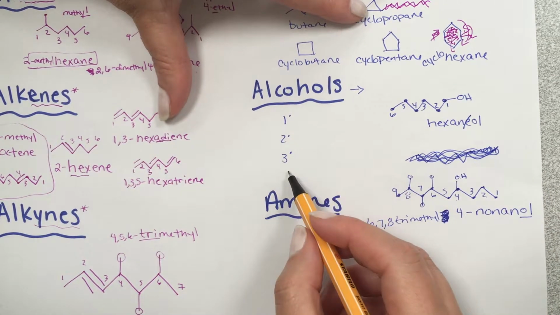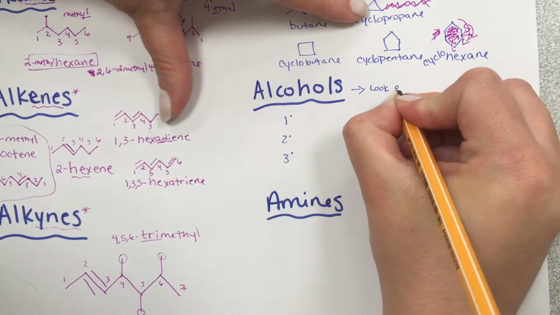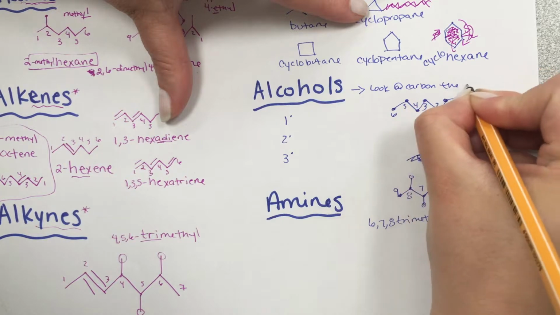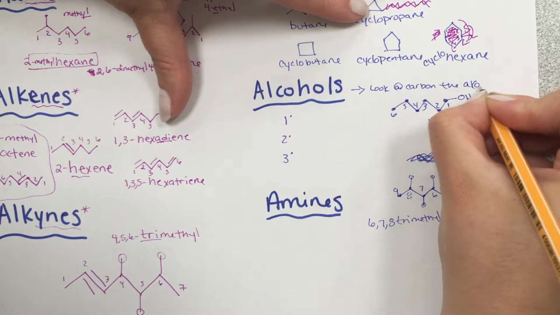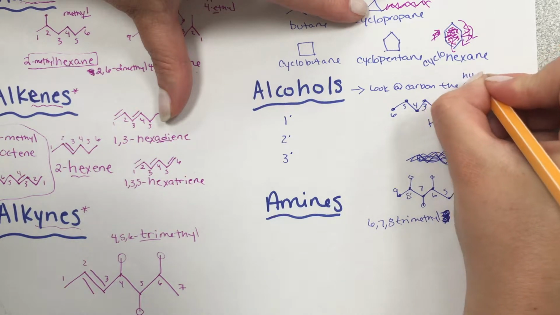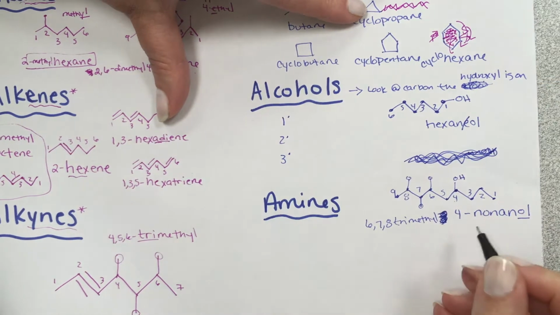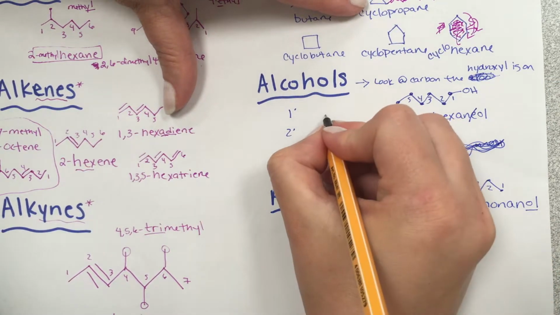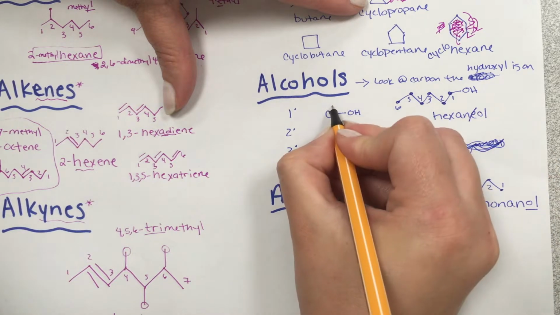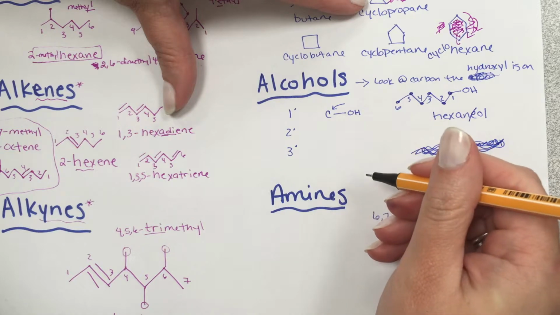So primary, secondary, tertiary alcohols. Remember with alcohols, you're looking at the carbon. I'm trying to say the hydroxyl group. Look at the carbon the hydroxyl is on. So what that means is if a carbon is attached to the hydroxyl group, we're looking at this carbon to determine whether it's primary, secondary, or tertiary.